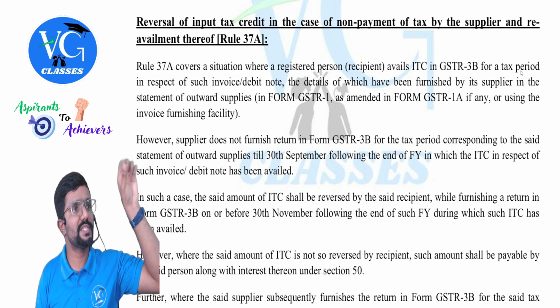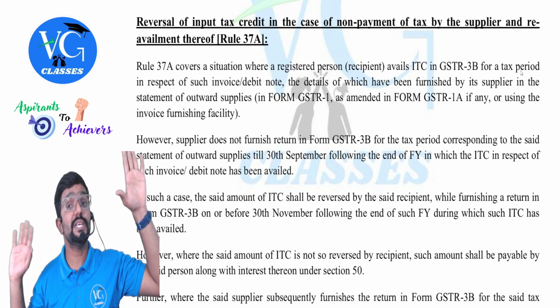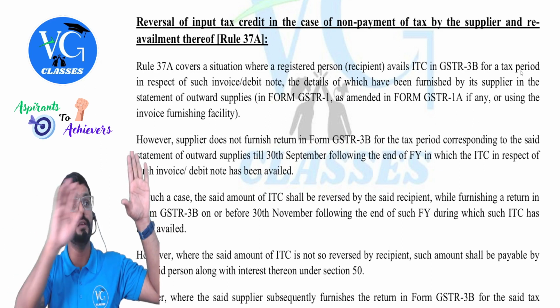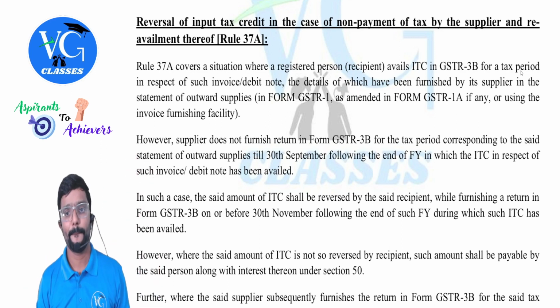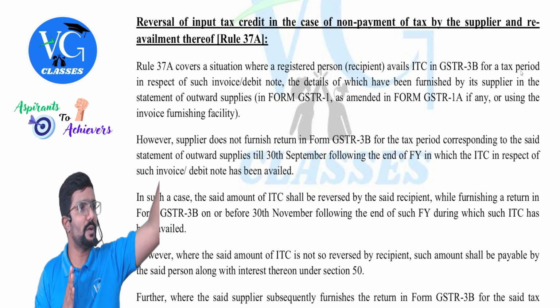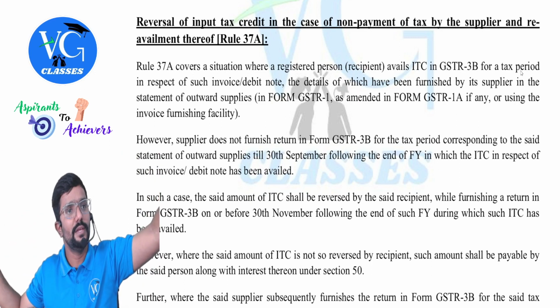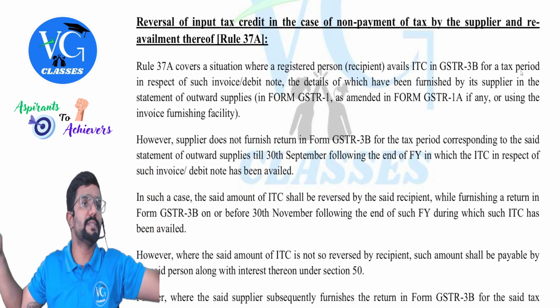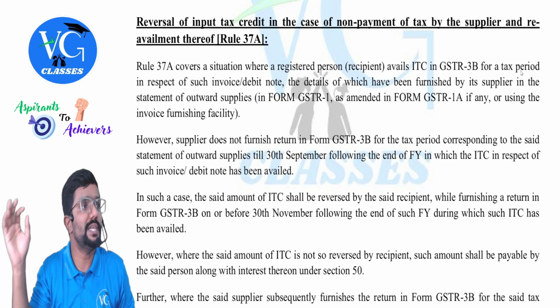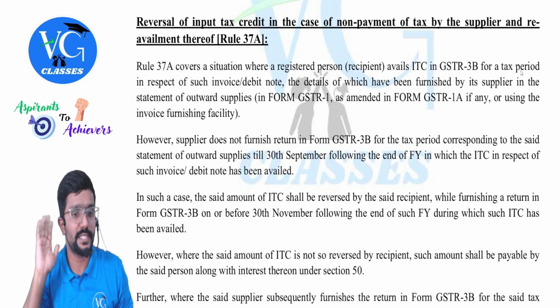If there are any mistakes in GSTR 1, that can be amended through what? GSTR 1A. GSTR 1A is not a separate return. It is just for correcting the mistakes made in GSTR 1, if any, or using the invoice furnishing facility. In simple terms, the supplier has filed GSTR 1, it got auto-populated to the recipient in GSTR 2B. The recipient claimed the credit of this in which return? GSTR 3B. Who filed GSTR 3B? The recipient.